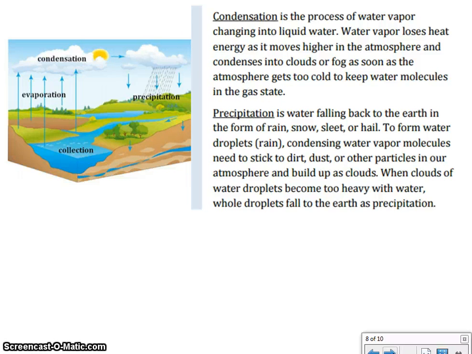Precipitation is water falling back to Earth in the form of rain, snow, sleet, or hail. To form water droplets, rain, condensing water vapor molecules need to stick to dirt, dust, or other particles in our atmosphere and build up as clouds. When clouds of water droplets become too heavy with water, whole droplets fall to the earth as precipitation.